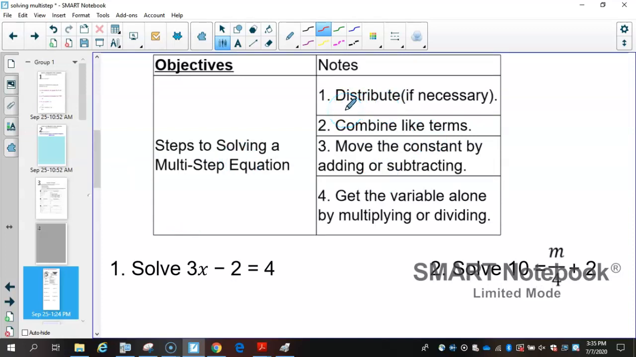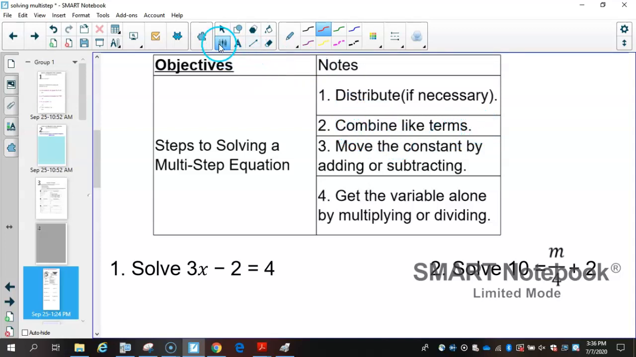So these are not absolute steps, and I'm going to talk about that here in a second, but let me read these and then I'll talk about how these aren't absolute. So for now, our steps are distribute, if there's something to distribute, combine your like terms, move the constant by adding or subtracting, get the variable alone by multiplying or dividing. Now, I want to talk about a couple different things because sometimes we don't have to distribute, so step 1 is gone for some of the problems or equations.